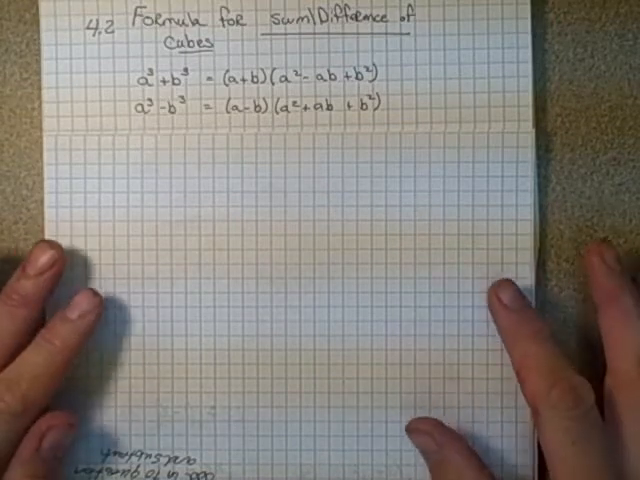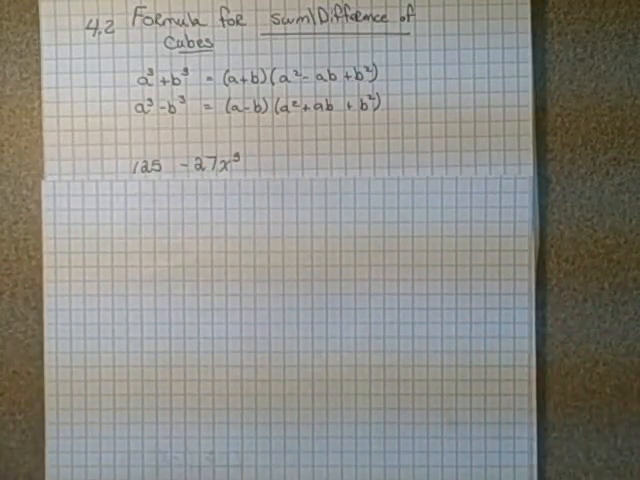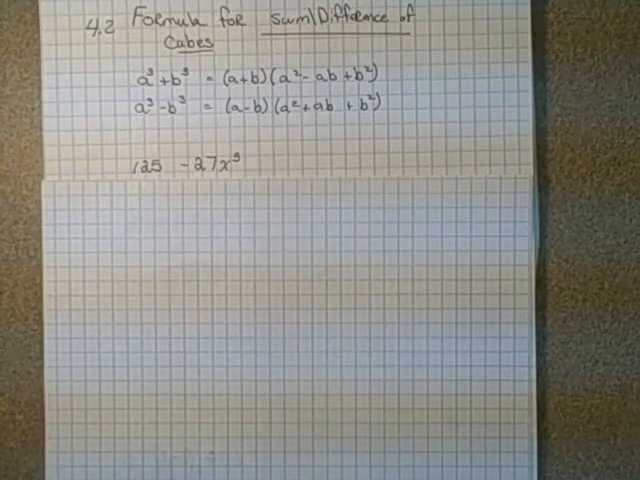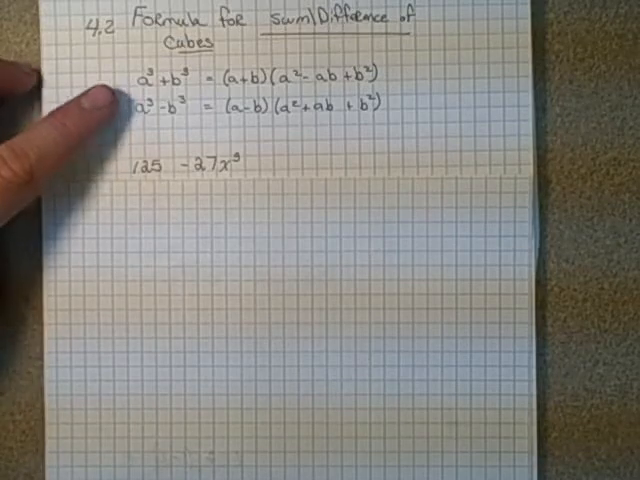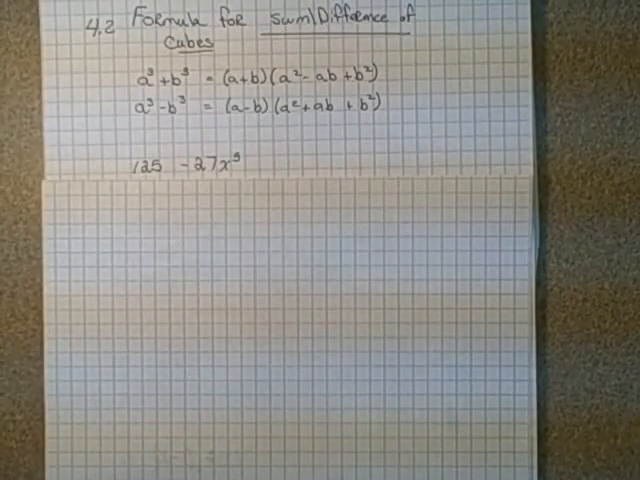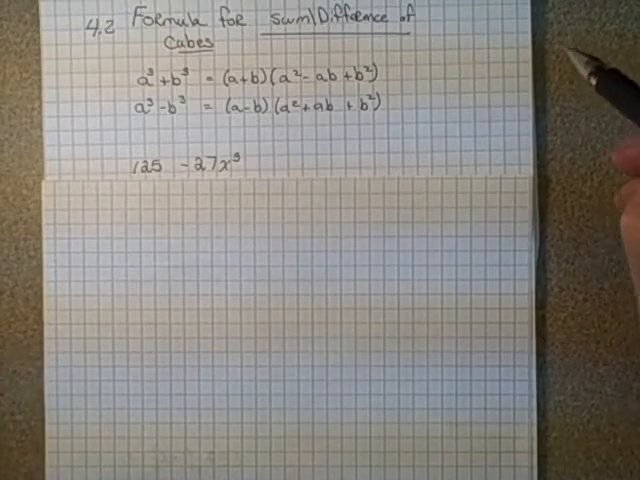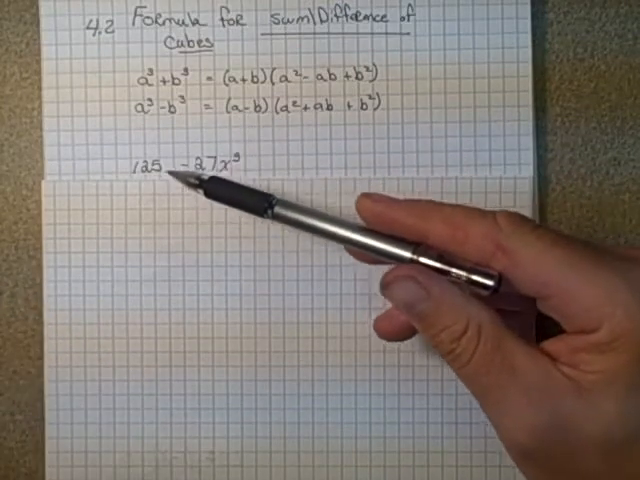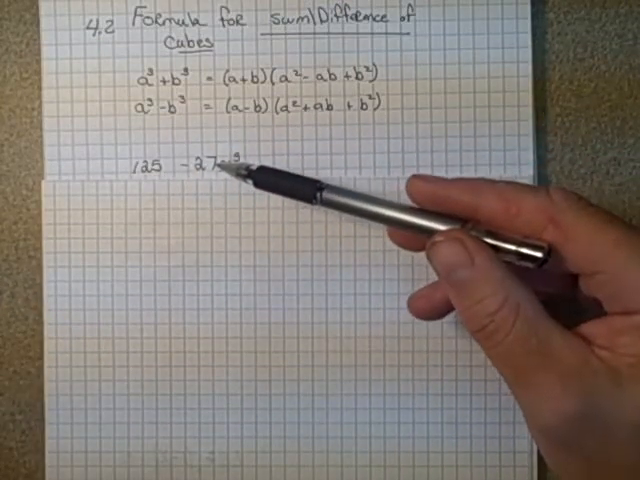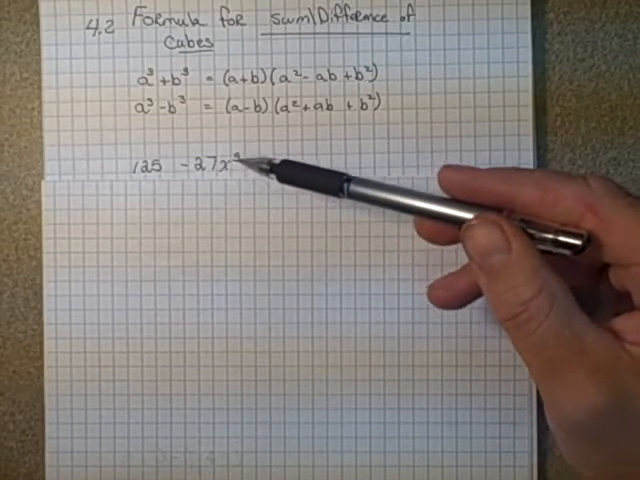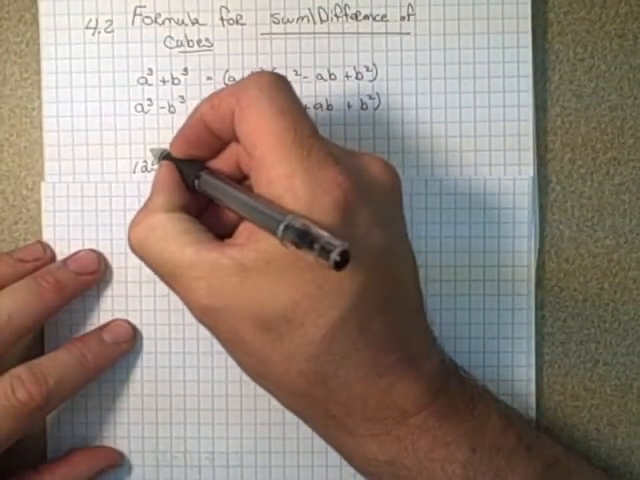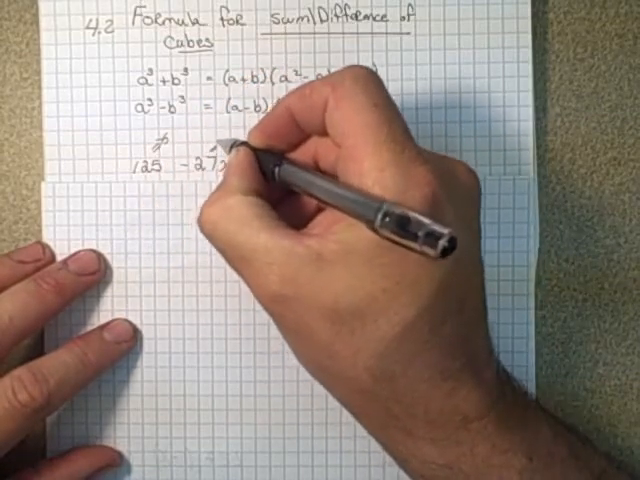The first problem that I've written here is 125 minus 27x cubed. What you do here is recognize that there is a perfect cube in the first term and also in the second term, and that there's a subtraction. So you're going to be using this pattern here. You have to figure out the cube root of 125, so a would represent 5. And what is the cube root of 27x cubed? Well, it is 3x. So recognize that this is going to go to 5 and this is going to go to 3x.